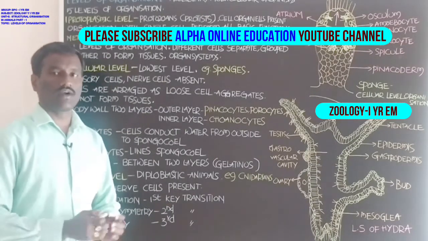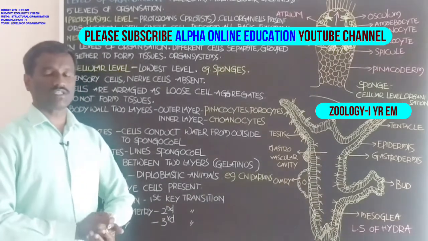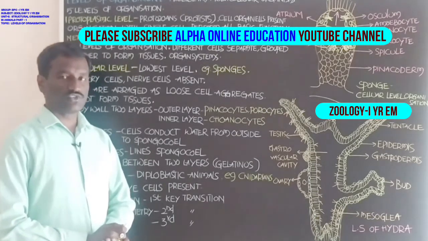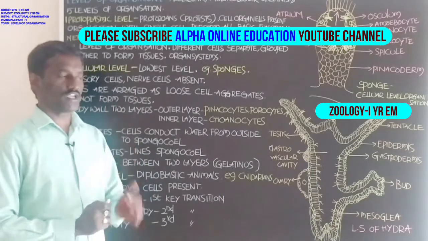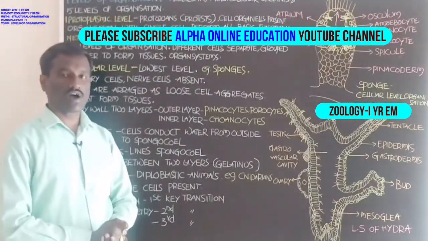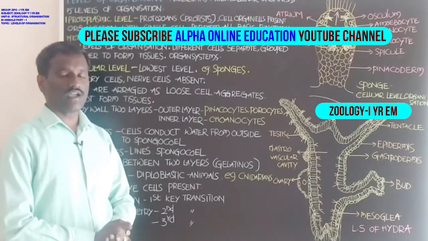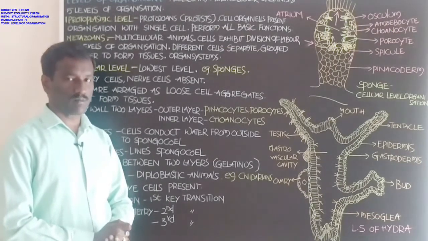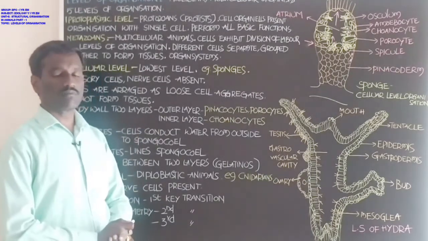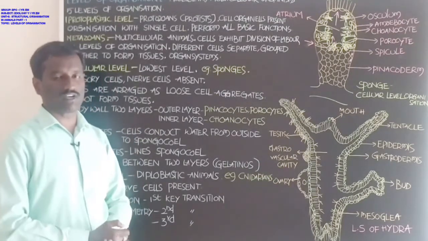Students, we have now entered the next unit, that is the structural organization in animals. From this unit, the first topic is levels of organization. Levels of organization in animals. Animals present in the kingdom Animalia show different levels of organization, body formation, and body arrangement.